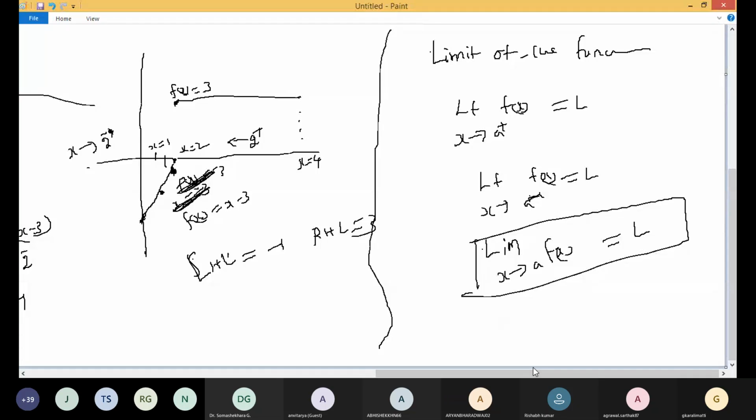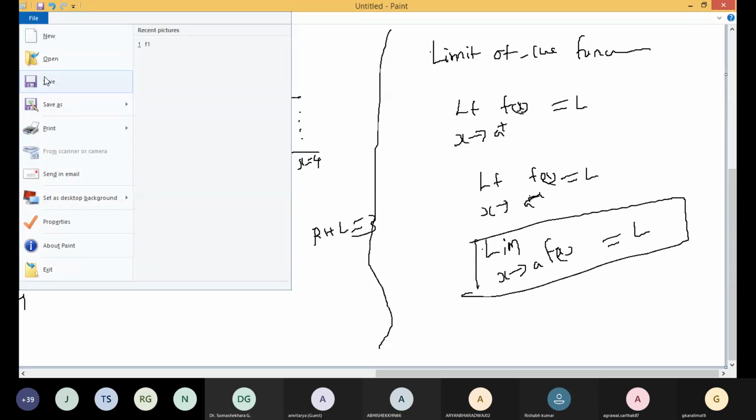Next, one more definition is there for a continuous function, that is called the epsilon delta definition. One minute. Or you take some more examples on limit only.